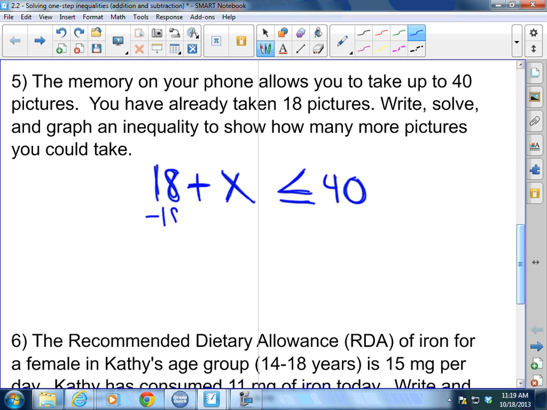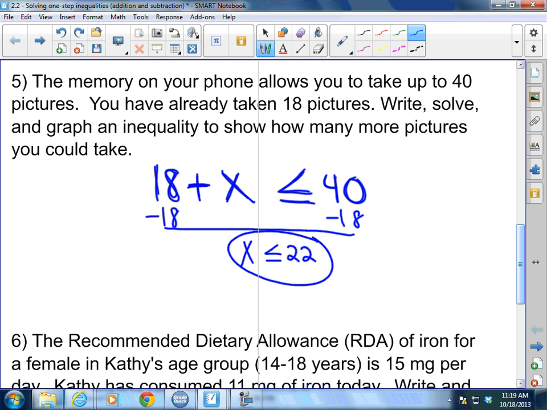That's exactly right. You subtract 18 from both sides to solve for x, sir. And x can be less than or equal to 22 pictures. Now, believe it or not, you may think that's just silly. But guys, it's really important. We use that all the time.